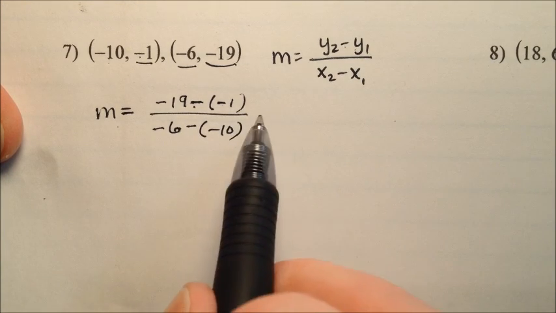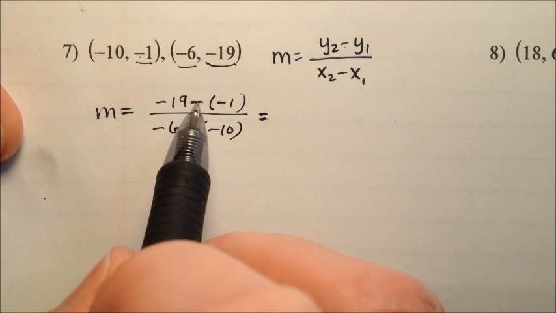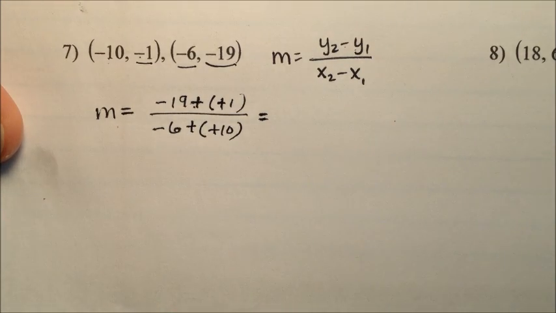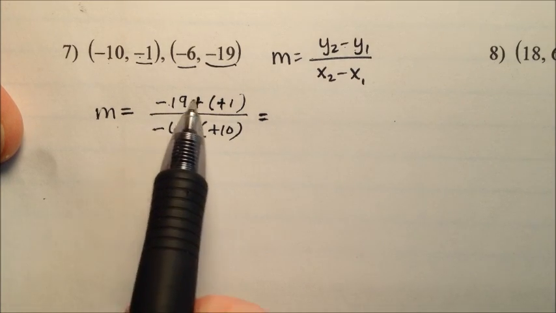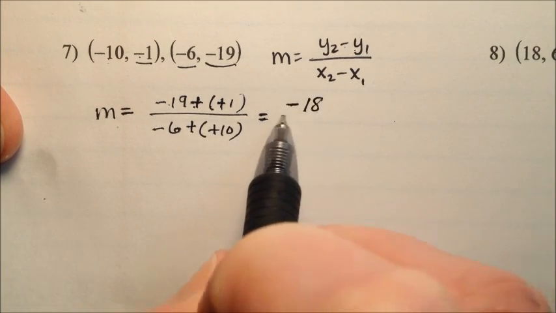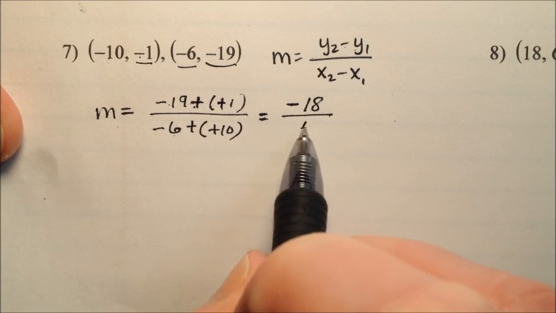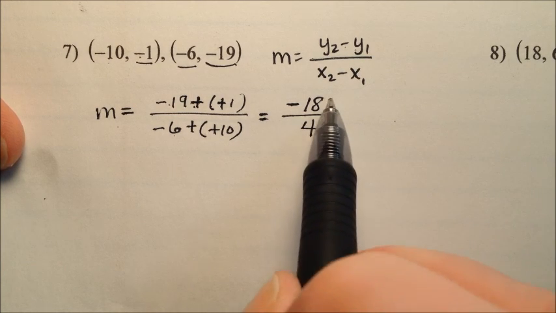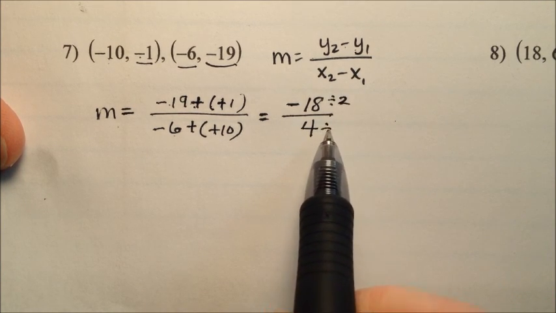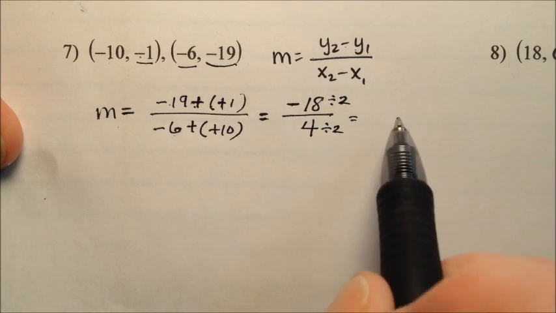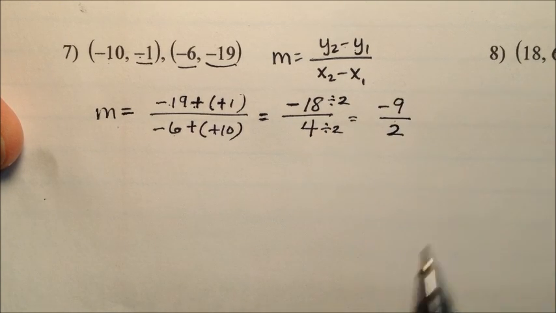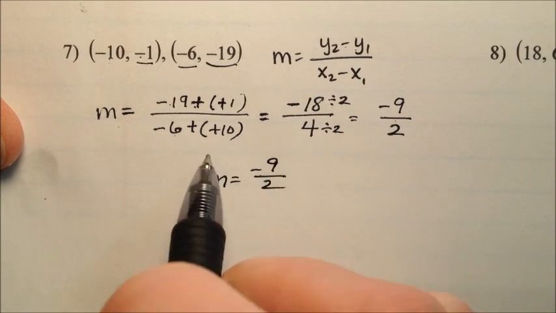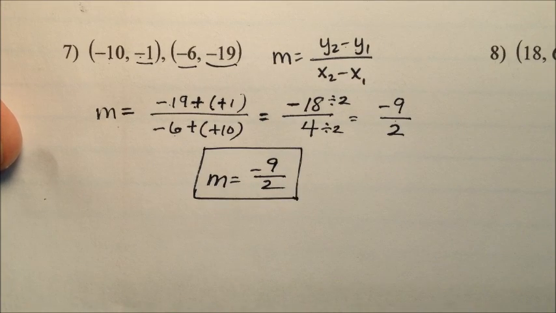So we have tons of these negative signs running around here. Both the top and bottom, when you subtract a negative, it's going to go swoosh, swoosh, and it makes it positive, or plus. So negative 19 plus 1 will be negative 18, and negative 6 plus 10 will be 4. So negative 18 over 4. I wonder, can we reduce that? Well, both of them are even, so I could take at least a 2 out of the top and the bottom. I would get negative 9 halves, and that's all the further we can reduce that. So m equals negative 9 halves.